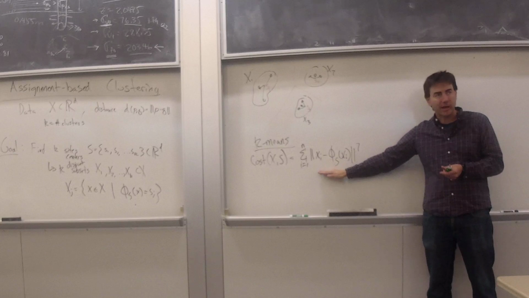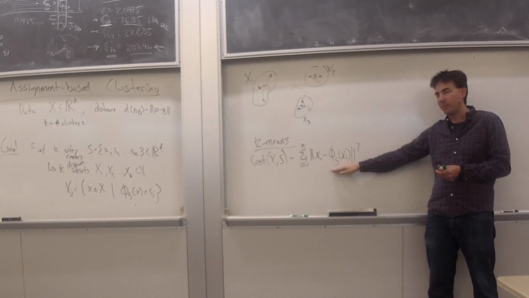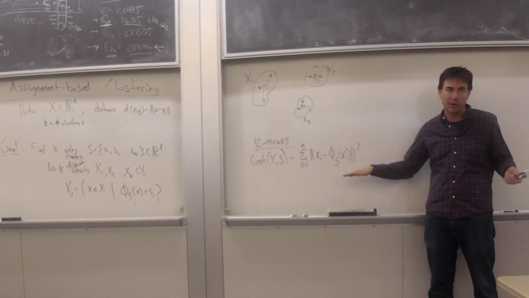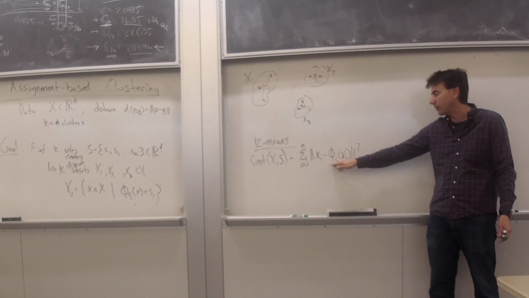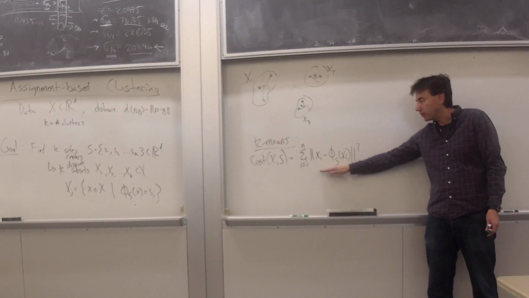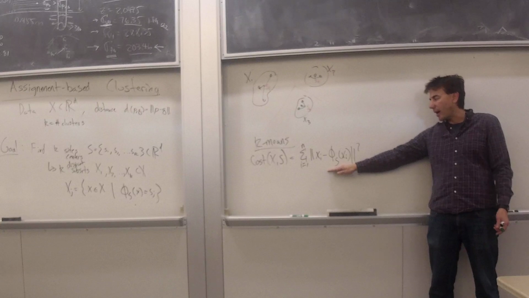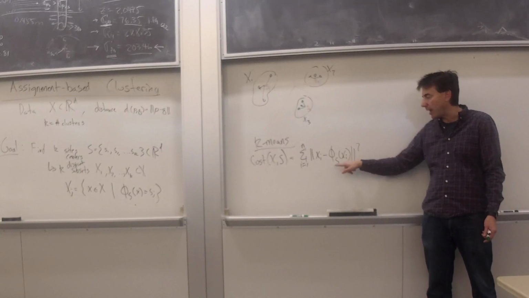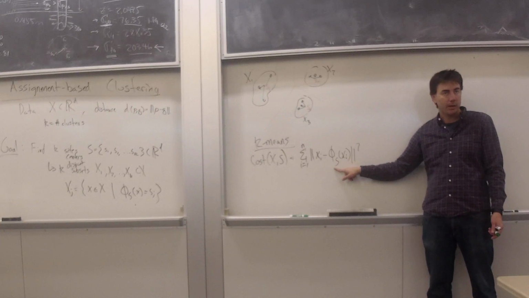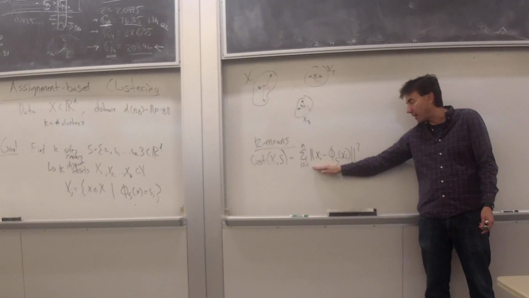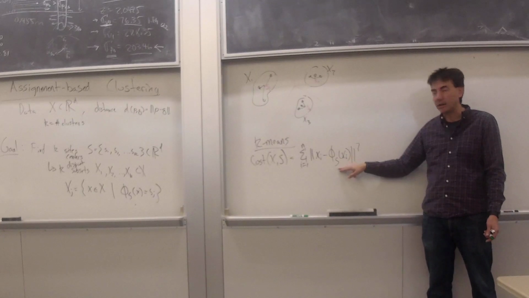There's a lot going on inside of here. That's why we spent 20, 30 minutes last lecture looking at this phi function. This function encodes that I'm assigning each xi onto the closest center, and then the cost is defined implicitly in here as the distance from xi onto the closest center.